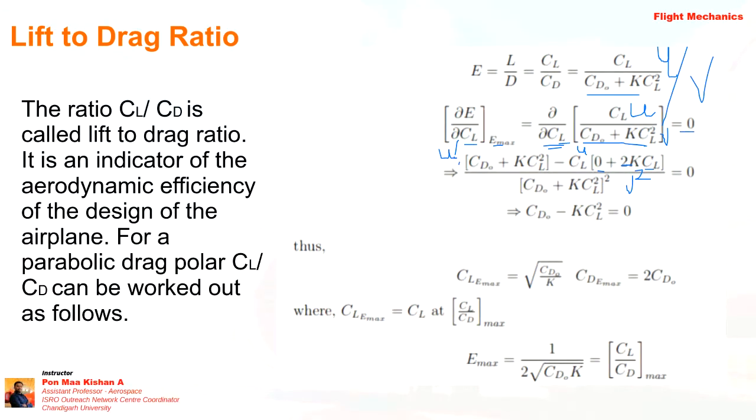Which is equated to 0 for the slope. When we equate it to 0 and cross multiply the denominator to the right side, that term is also 0. So CD naught plus KCL square, multiplying by the minus 2 KCL term with CL inside, we get minus 2 KCL square. Already we have a positive KCL square, so overall we get CD naught minus KCL square.